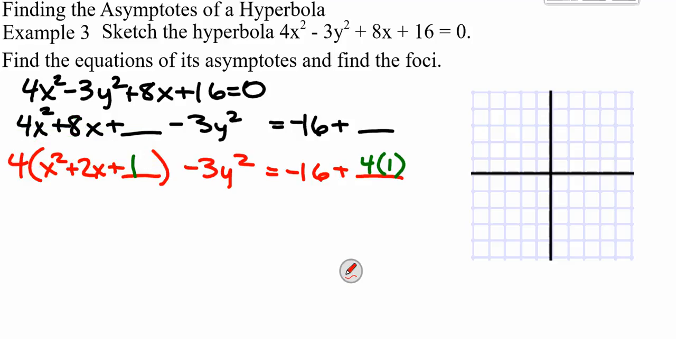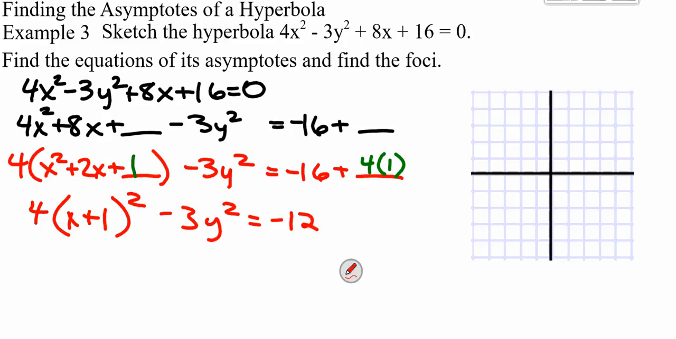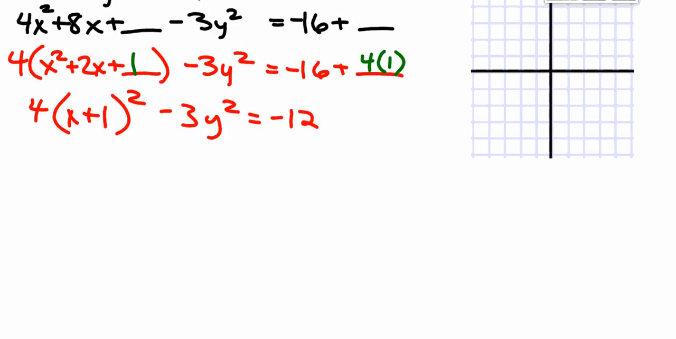Then we can write this in factored form, and we'll figure out what that right-hand side is. So this is 4 times parentheses x plus 1 in parentheses squared. And we'll just leave that minus 3y squared again. And then negative 16 plus 4 is negative 12. Now, we want that to be positive 1, and look, isn't it awesomely amazing that 4, 3, and 12 are all divisible by 12? So we get the luxury of dividing everything by 12, and everything will fall into place.